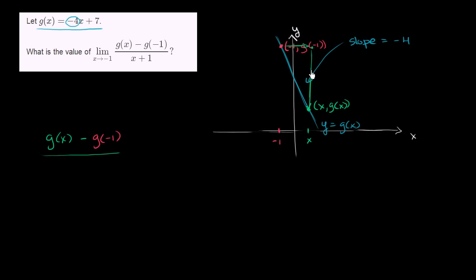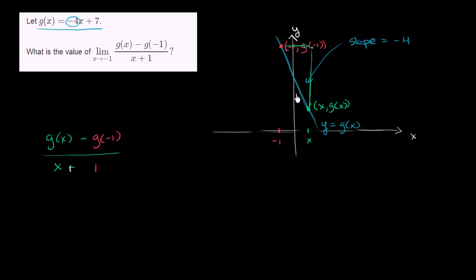Notice your change in vertical over change in horizontal. We're viewing the green point as the end point, so it's going to be x minus negative 1. And this is the exact same expression. You could simplify the minus negative 1, and this becomes plus. This could become a plus 1. But these are the exact same expression.